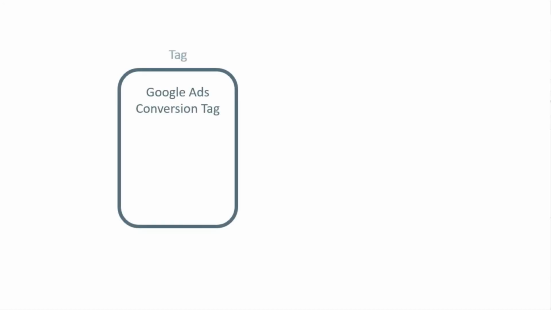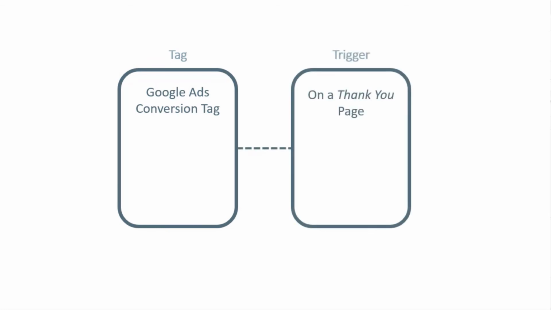At first, we have a tag. In this case, it's a Google Ads conversion tag. So what do we want to do? We want to send conversion data to Google Ads. Then the question is, when do we want that to happen? And that's where triggers come in. Our condition could be, well, we want to fire our Google Ads conversion tag on a thank you page.